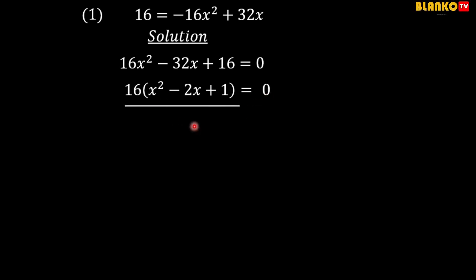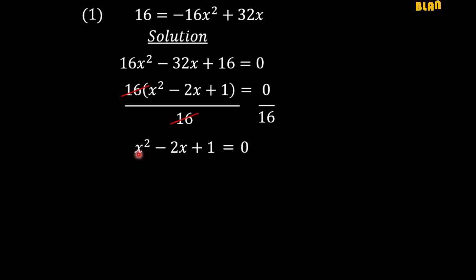Let's now divide the left hand side by 16 and then divide the right hand side also by 16. So 16 cancels out on the left hand side, and then 0 divided by 16 is what? 0. So we'll be left with x squared minus 2x plus 1 equals 0.